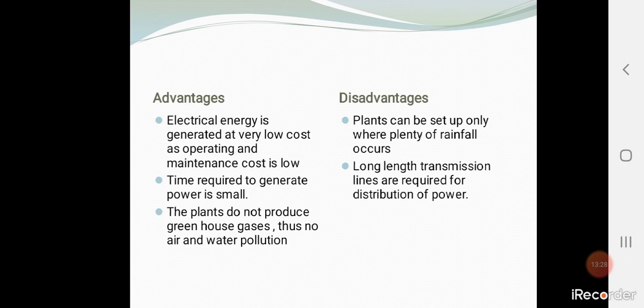And the disadvantages are: plants can be set up only where plenty of rainfall occurs. Of course, if there is water, then only we can generate. If there is no water, how can we generate electricity? So it depends on water and rainfall only. Long transmission lines are required for distribution of power. We don't have a water reservoir near our house. Of course, it's too far from our village, city, town. So definitely to transmit from there to our house, we need long transmission lines.